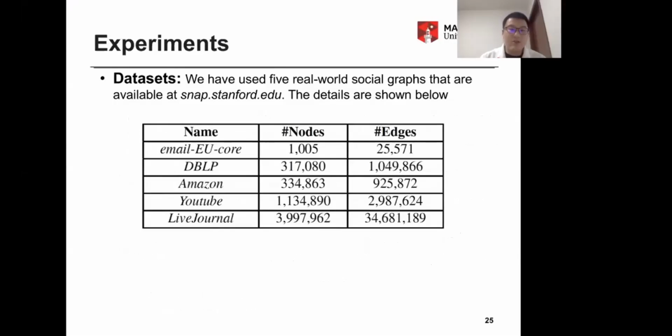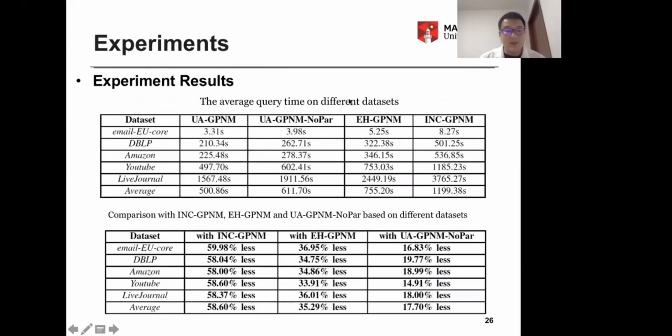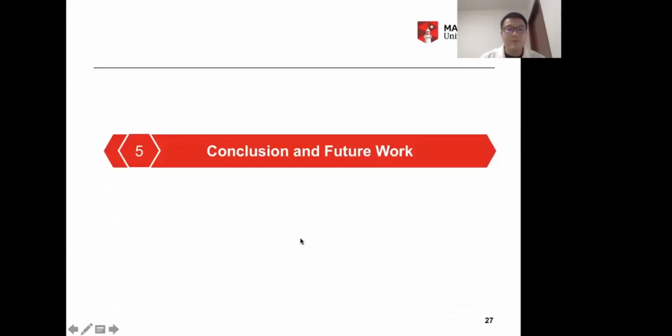We use the 5 real-world social graphs, and they are available at this website. The details are shown in the table. This is the experiment results. We compare the average query processing time on different data sets, and this is the comparison. As we can see from this table, UA-GPNM achieves the best efficiency among all the methods.